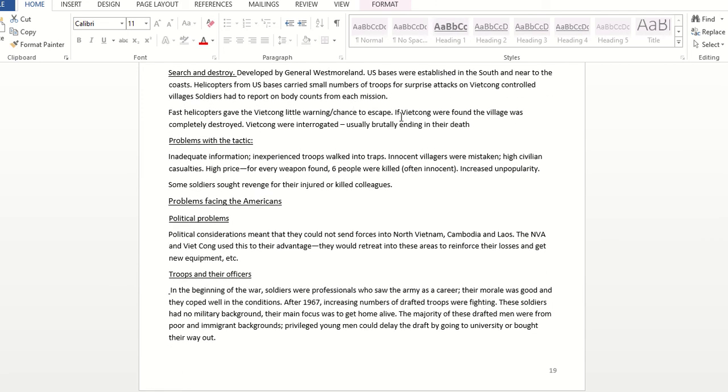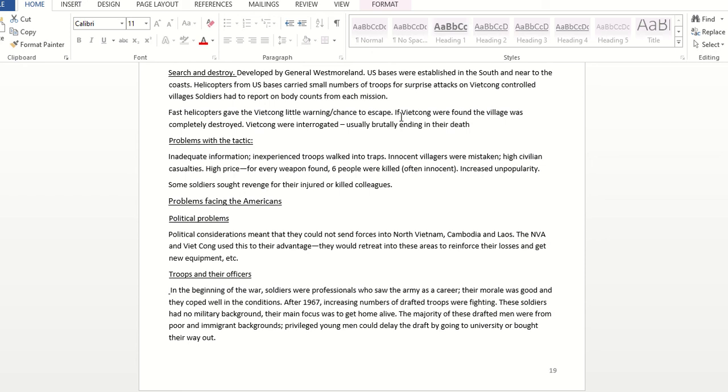The last American tactic was search and destroy. This was a specific targeted strike on a particular Viet Cong stronghold or target. American troops were dropped in by helicopters, and their task was often to destroy any weapons or Viet Cong items that they found, and to kill any Viet Cong that they found.